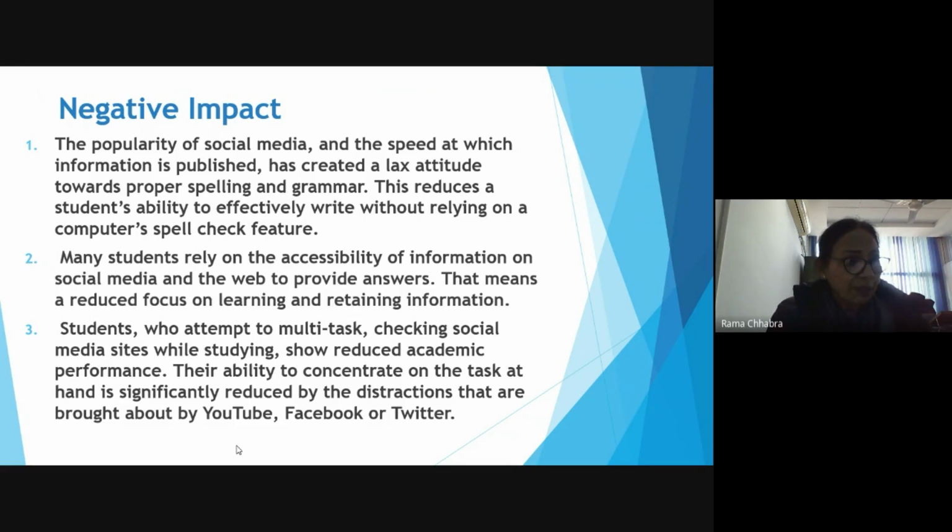Students prefer to chat with their friends for hours, and this has led to a waste of time that could have been used for study or learning new skills. Students who attempt to multitask, checking social media sites while studying, show reduced academic performance. Their ability to concentrate on the task at hand is significantly reduced by the many distractions that are brought about by YouTube, Facebook, or Twitter.